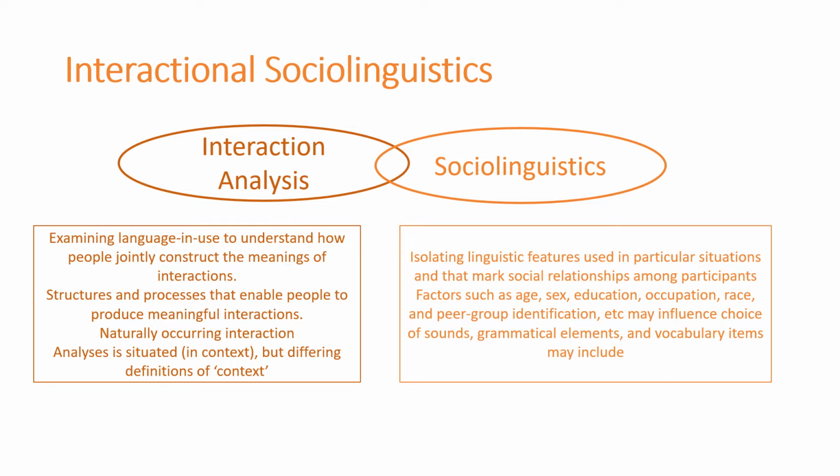Secondly, we have sociolinguistics. So you may already know that the concern with sociolinguistics is looking at linguistic features used in particular contexts or situations, where we also consider factors such as age, sex, education, occupation, ethnic group membership, and other peer group identifications. And the analyst would include these factors in terms of how they influence choice of sounds, grammar, and vocabulary in the language use.